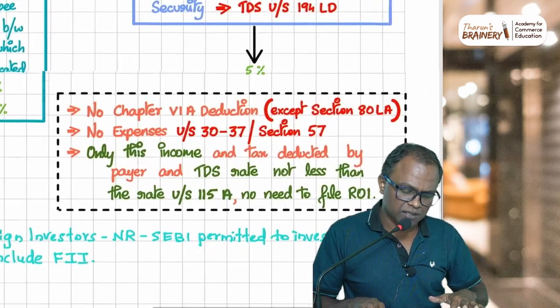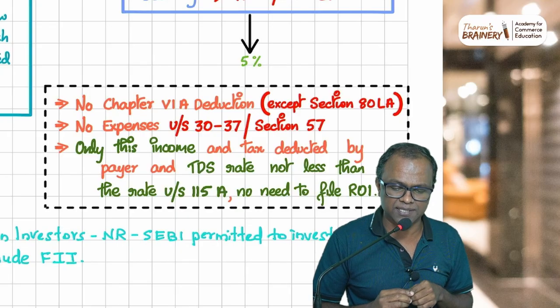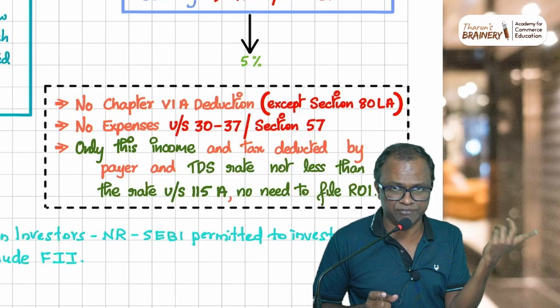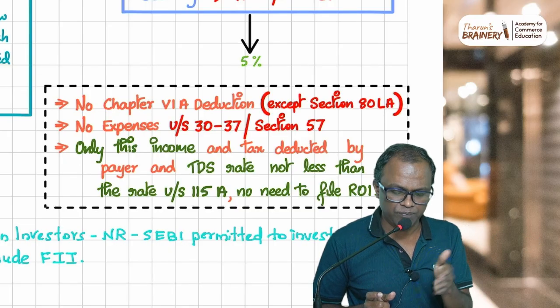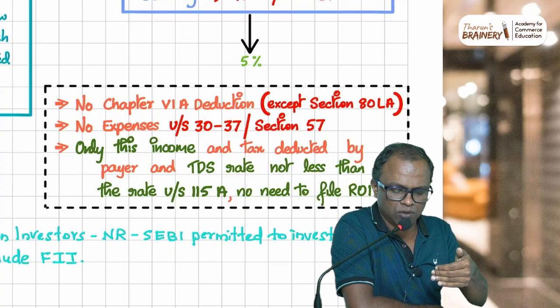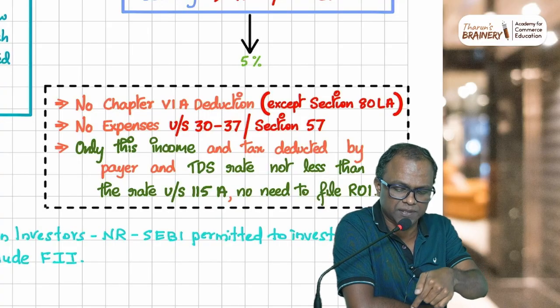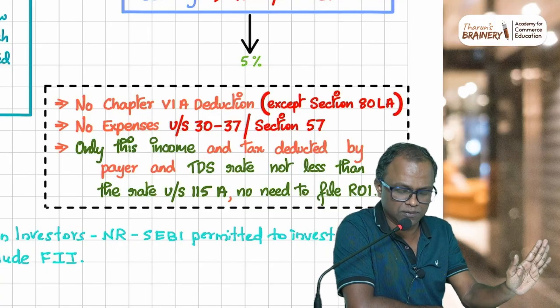And from the interest income, we cannot claim Chapter 6A deductions. The only Chapter 6A deduction possible is 80LA. 80LA is a specific deduction available to a unit located in the IFSC, International Financial Service Center. All others won't get 80LA. So no other Chapter 6A deduction is available. And even if you show the interest income under IFOS, you cannot claim expenses under section 57. If you show this income under PGBP, you cannot claim sections 30 to 37. Any of the expenses are not possible.